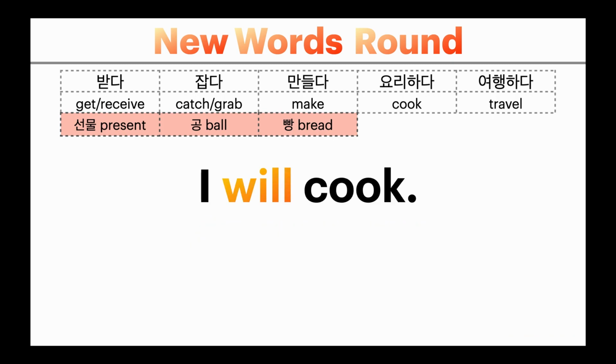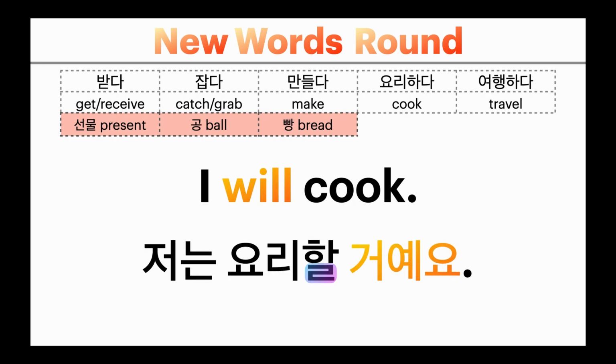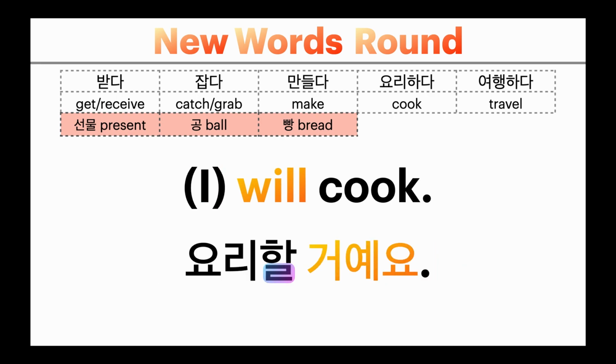I will cook. 저는 요리할 거예요. And for the rest of these sentences, let's go ahead and keep this very simple by cutting off I, because it's not quite necessary in every Korean sentence like it is in English. 요리할 거예요.